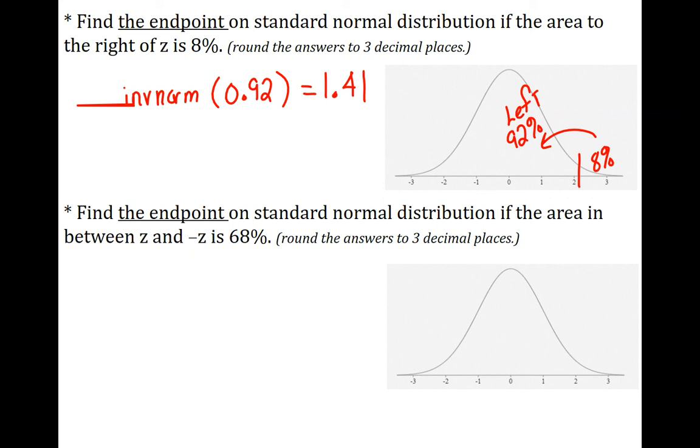Find the endpoint. So now we're doing an endpoint, right? And the endpoint on a standard normal. So again, 0, 1. If the area between z positive and z negative is 68%, okay, so what does that look like? Well, that looks like some number here and some number here, and it's got 68% sitting in the center. Well, that means there's 32% not accounted for, so that means there's 16% here, and there's 16% here, and it's symmetric. That's a key word here, symmetric.